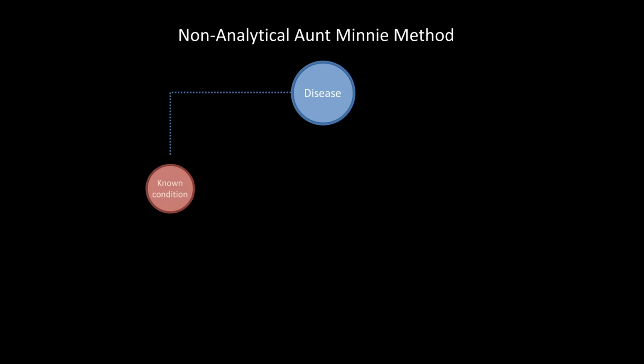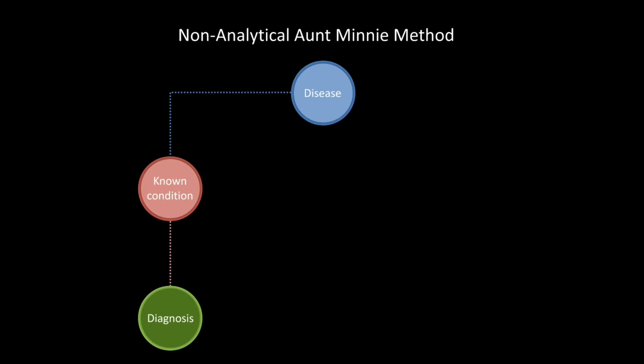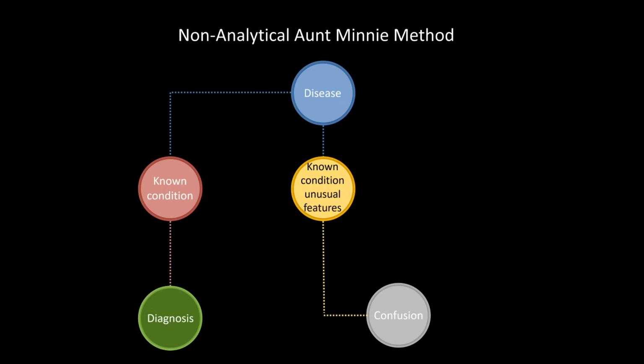Let's see what happens when we encounter a lesion and we try to use the ANT-MINI protocol, which is the non-analytical approach. If we have a disease, and it is a known condition, we can easily reach a diagnosis. No problem here. However, if we have a disease that is a known condition but with unusual features, then by using the ANT-MINI protocol, we cannot come to a diagnosis. We end up with confusion.